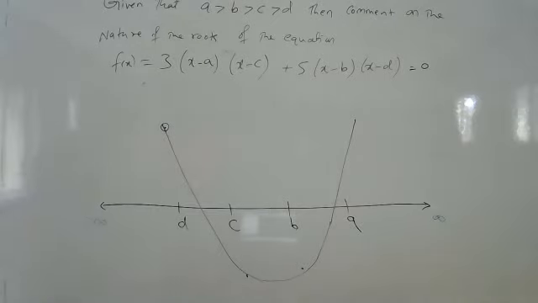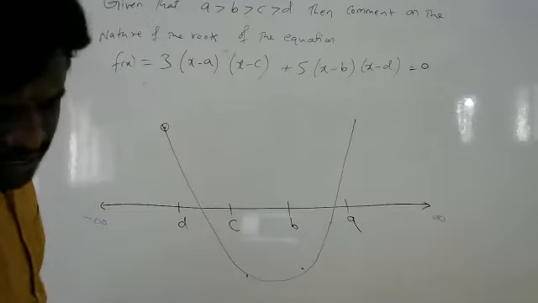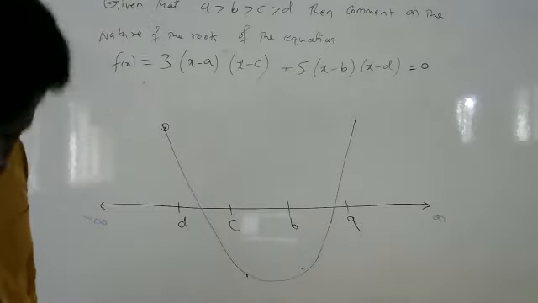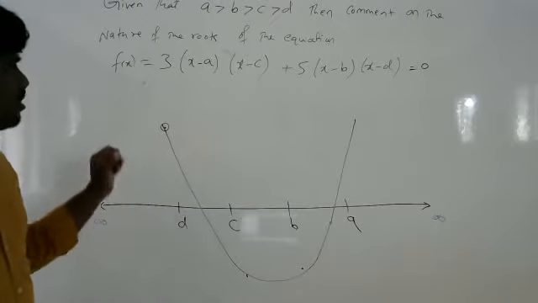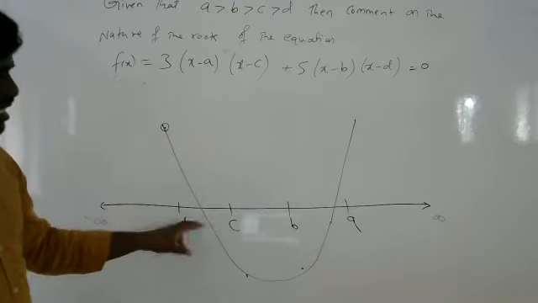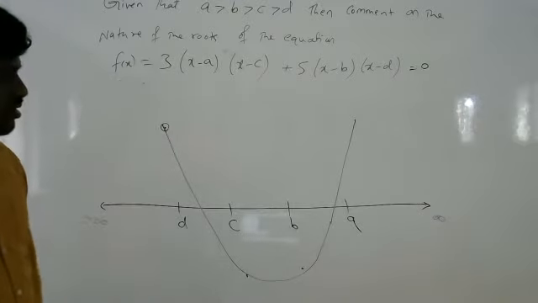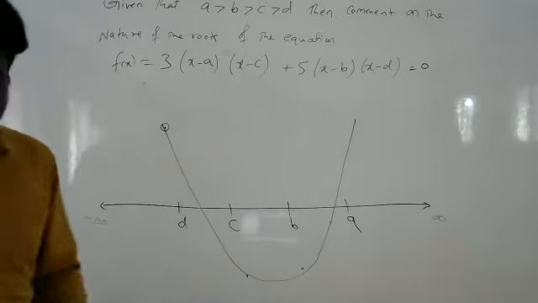So what is the nature of the roots? Two roots are positive and two roots are negative. Are you getting it? And by IMVT theorem you can say that there exist two roots. How many roots exist? Two roots exist, no?